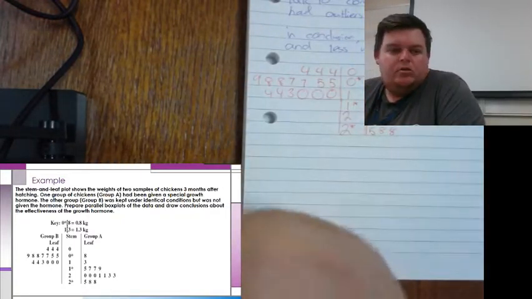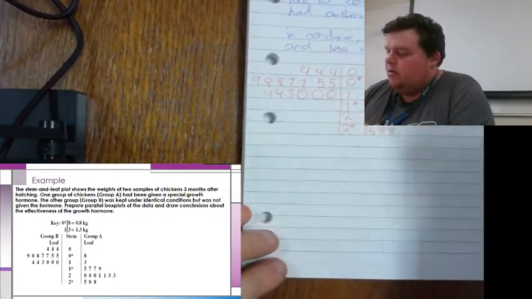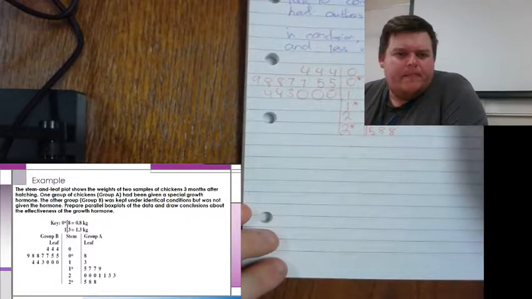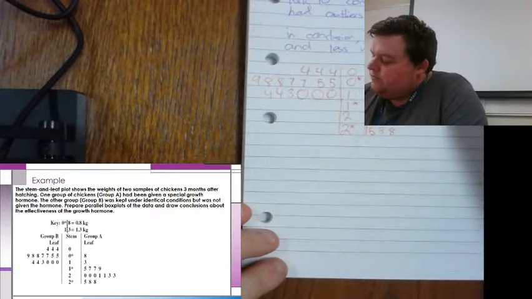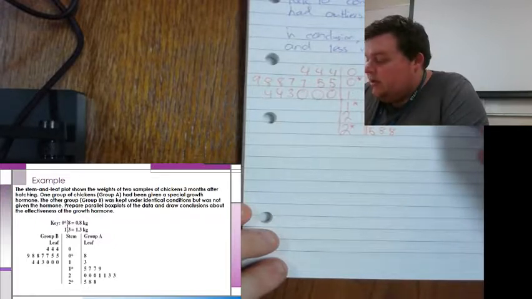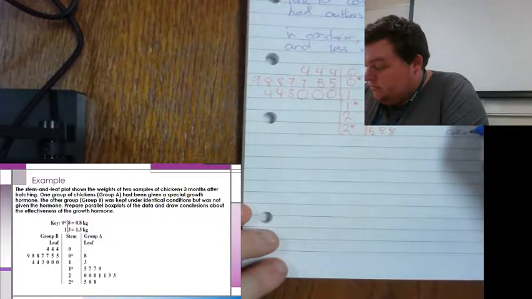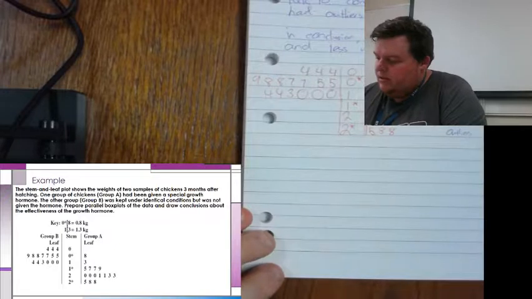Okay, so we're going to find the Q1, the Q3, etc. So let's find min, Q1, Q2, Q3, max. I'll put in one for outliers. And we'll do the two groups. So we've got B and A.